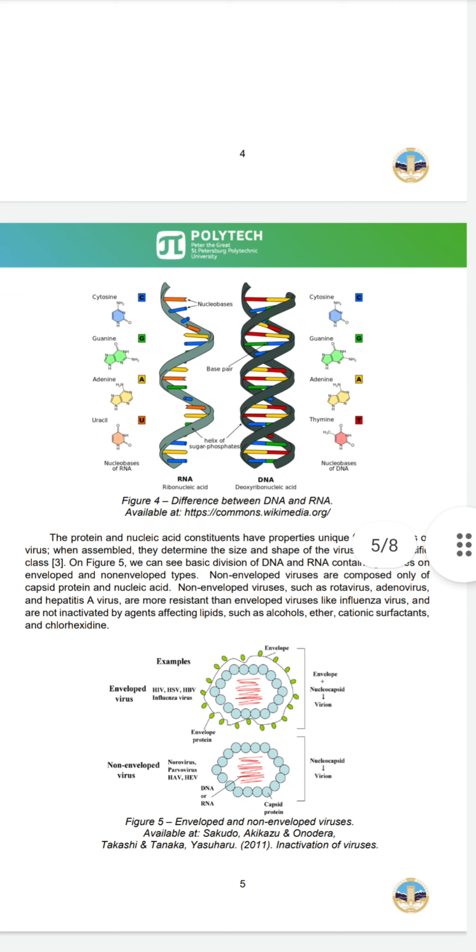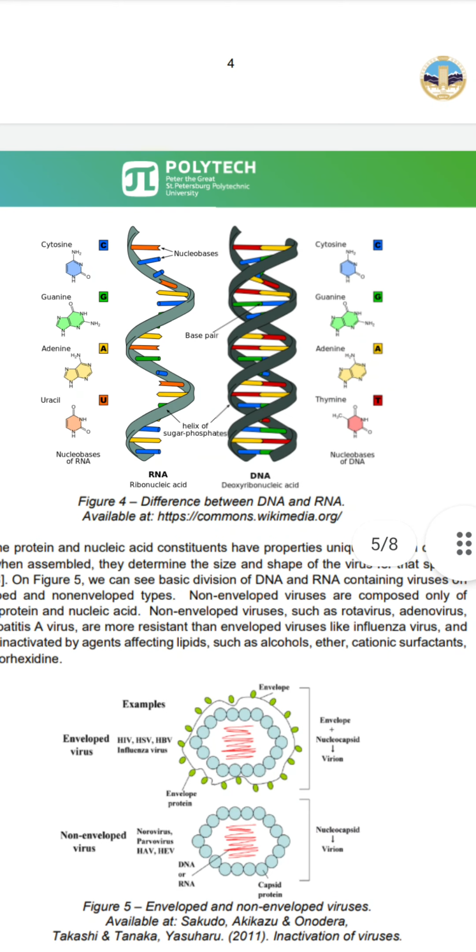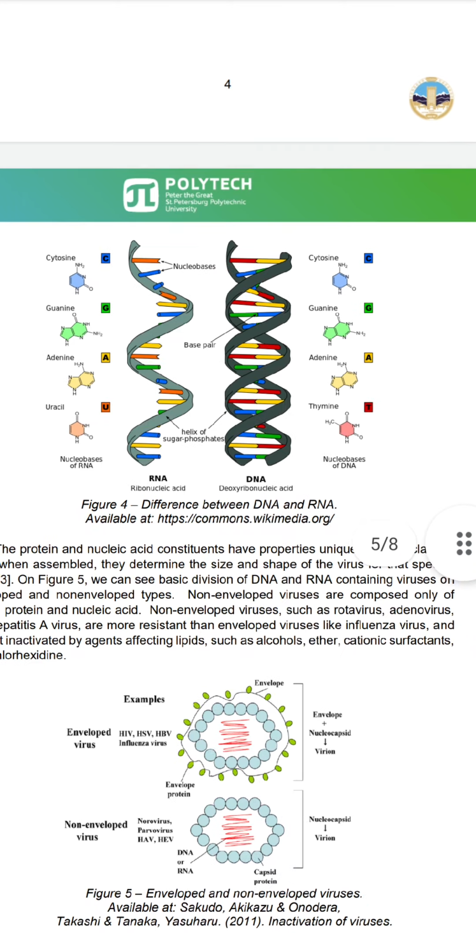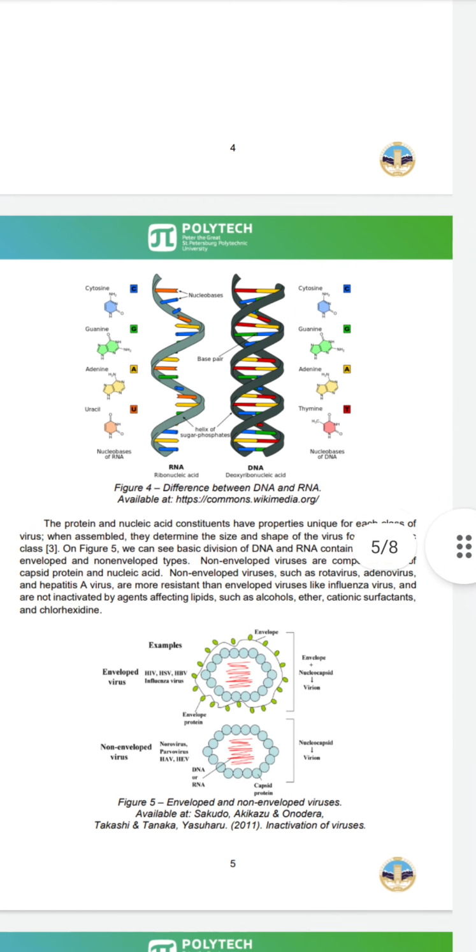In figure 4, we have the difference between DNA and RNA. As we know, the main difference is uracil versus thymine, and double versus single stranded. The other differences, I don't remember. I just remember there were 5 differences.